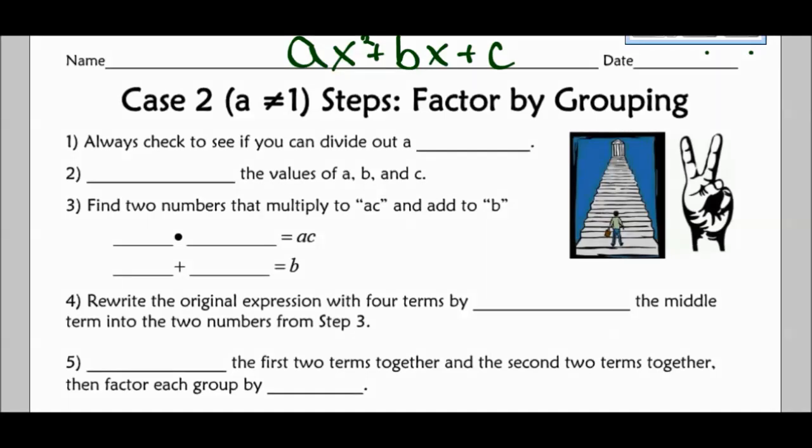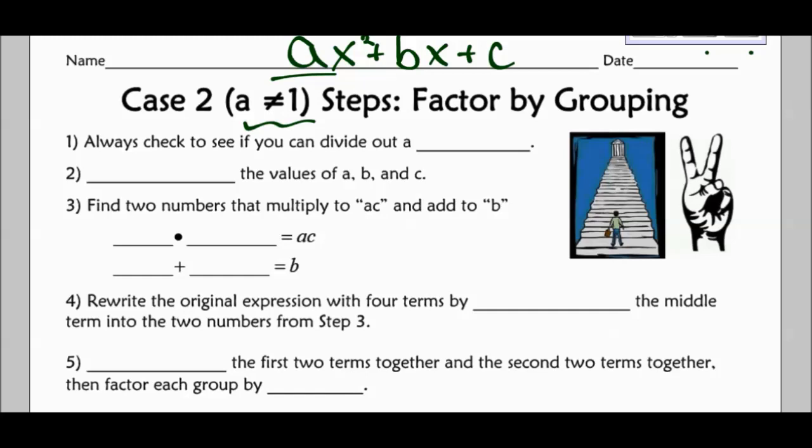So it's exactly what we were doing before, except now a does not equal 1. That's all that's really trying to say. A does not equal 1, which makes it just a little bit trickier. Because basically, you're looking for the same thing. You're looking for what's going to multiply to be something and add up to that middle term. But now we have to do an extra step, which involves the GCF.